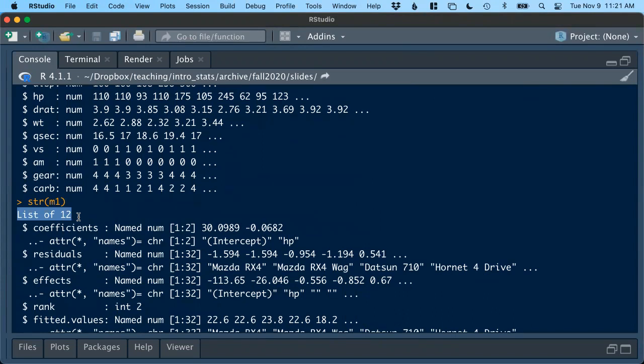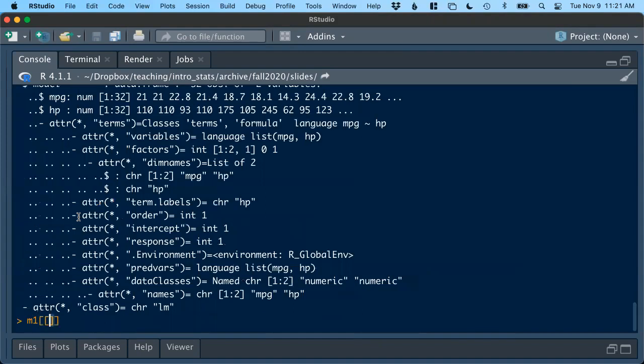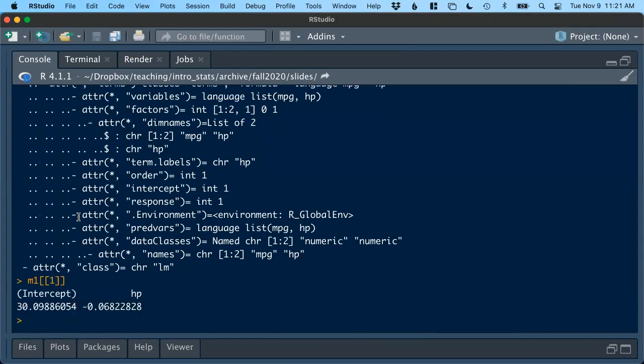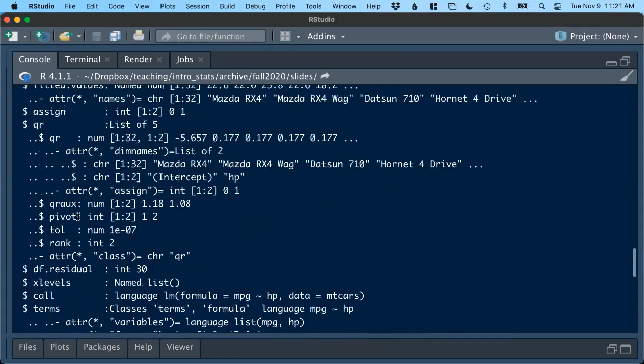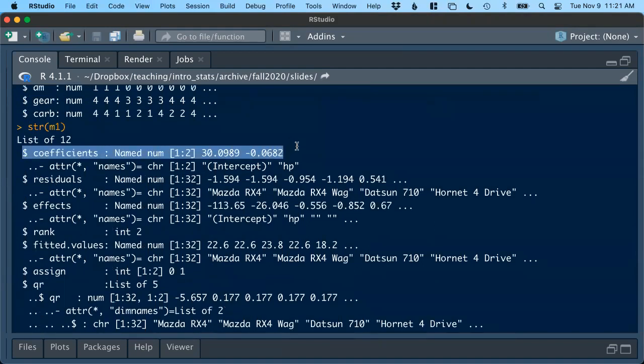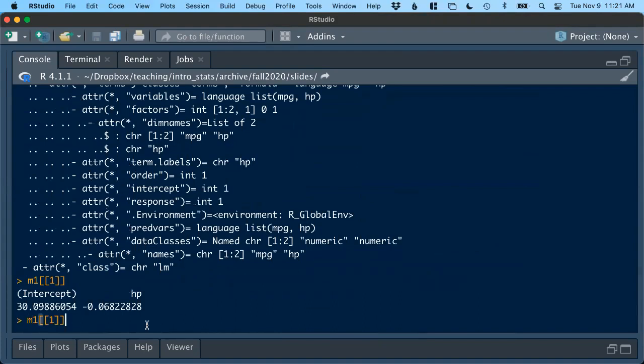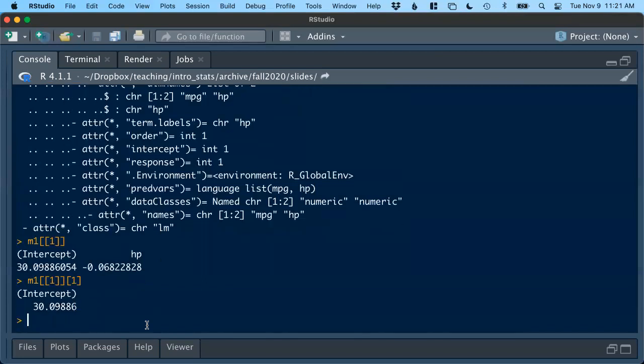In other programming languages, we might think of these as arrays, right? But a list can just hold anything. We can store anything in a list, and it has dimensions. So like M1 bracket 1, rather than using a single bracket to index a list, I use a double bracket to index lists. We'll return the coefficients, because we saw up here that the first thing in this list was coefficients. If we want to get weirder, I can index object 1 from list M1, and then element 1 of that vector, and it'll give me just the intercept.